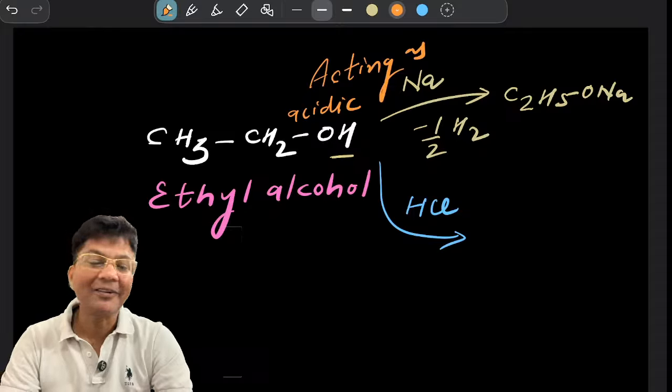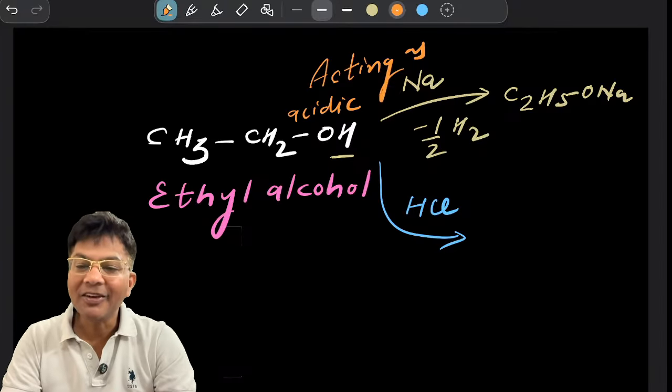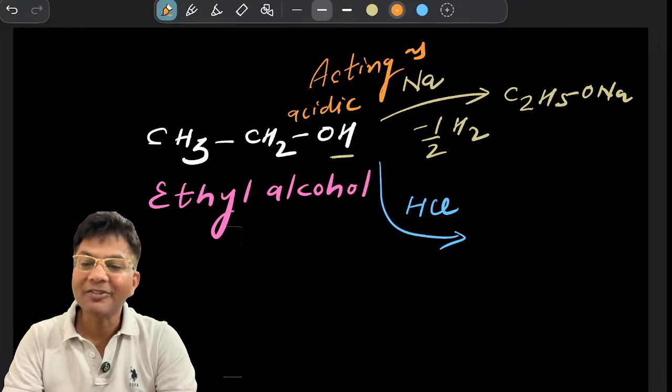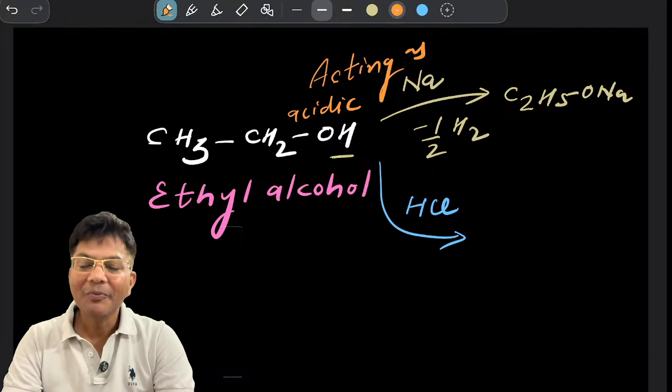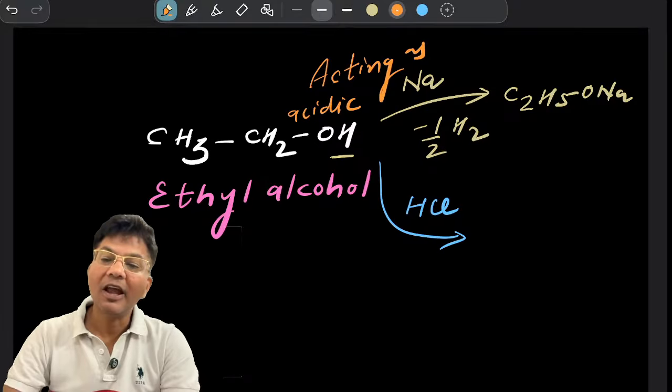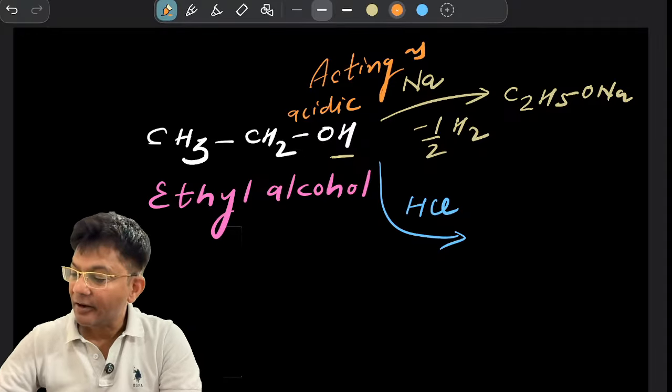Baba, nice handwriting. Oh, I got appreciation from Sahana. That means Sahana, Baba is doing hard work. Baba is improving himself.